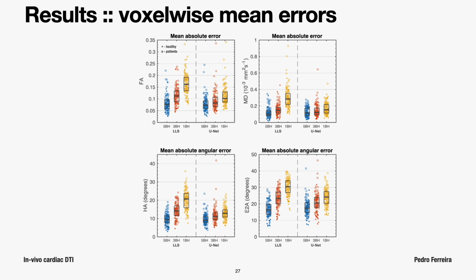This figure shows the mean voxel-wise absolute error for FA and MD and mean absolute angular error for HA and E2A. Each dot represents one subject. For each dataset, it is also shown the median and interquartile range in the gray rectangles. For 3 breath-holds and 1 breath-hold datasets, the U-Net showed significantly lower errors for all 4 DTI parameters.